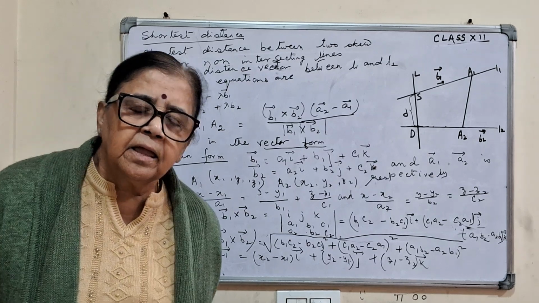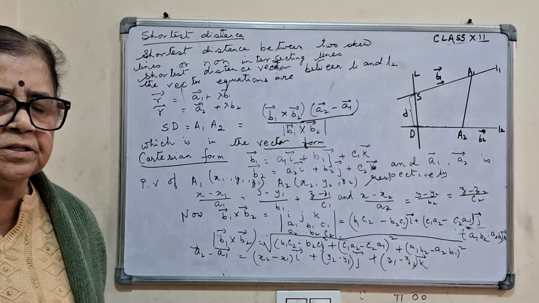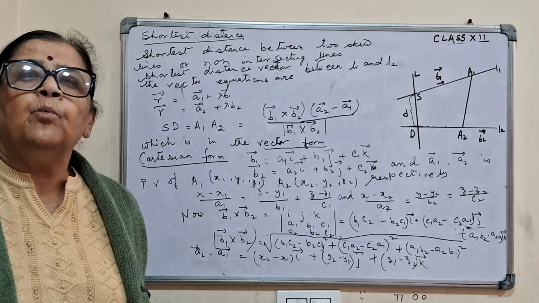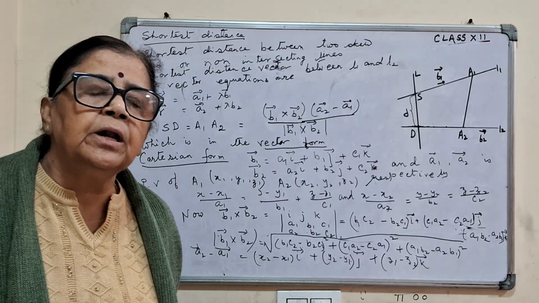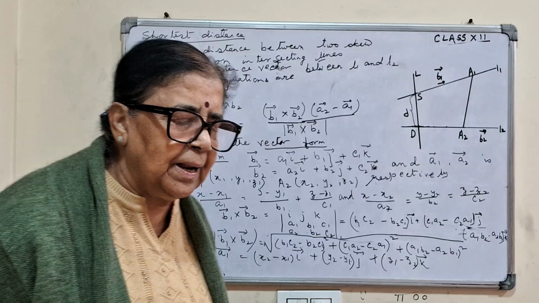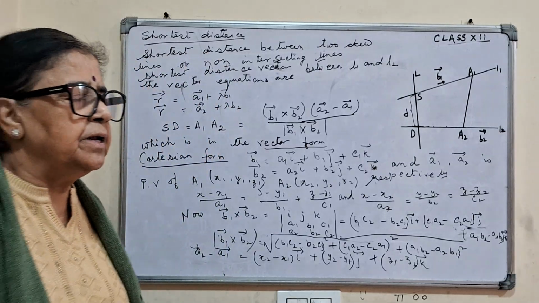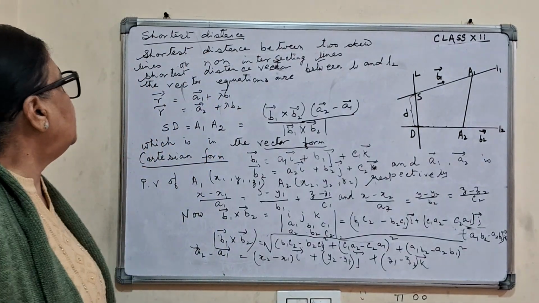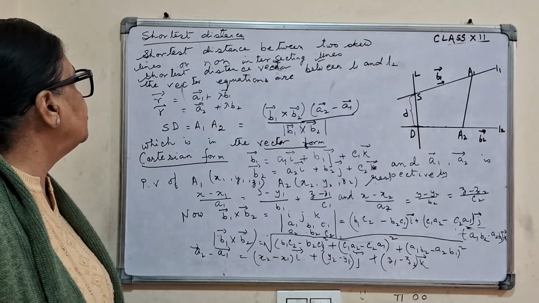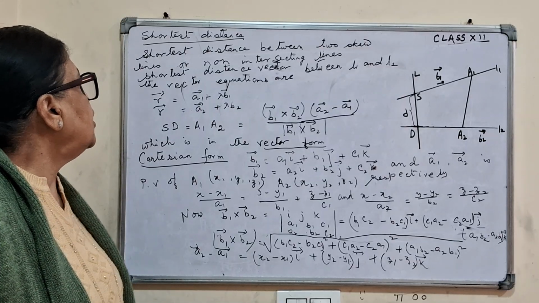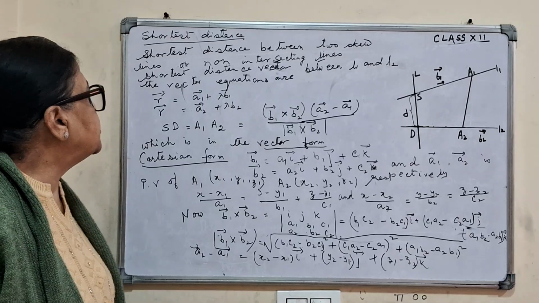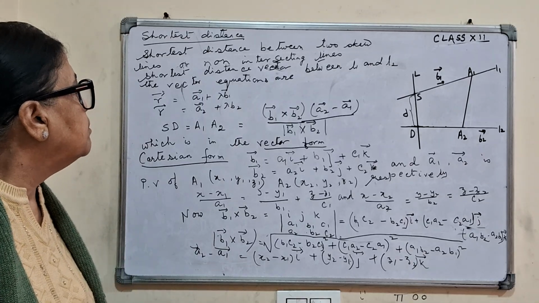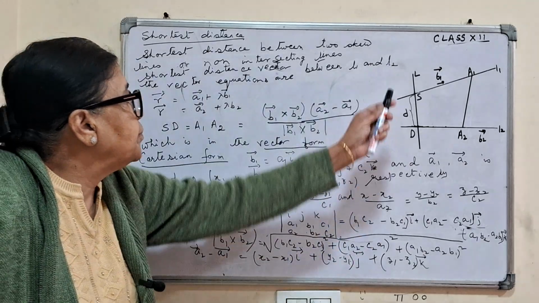I have told you about the shortest distance of skew lines. What do you mean by skew lines? Both the lines are not on the same plane, different planes, and they don't intersect. Now the shortest distance between two skew lines, or non-intersecting lines, is the shortest distance vector between L1 and L2.